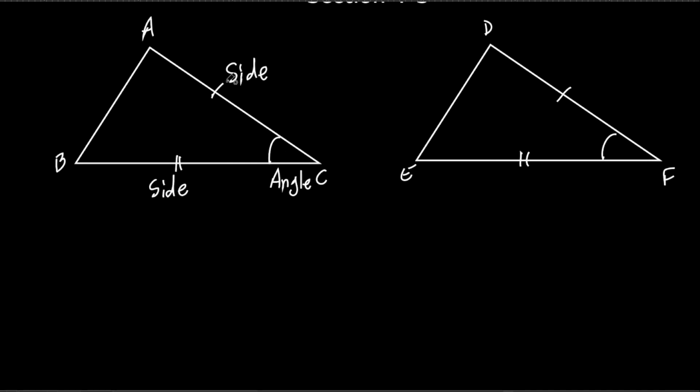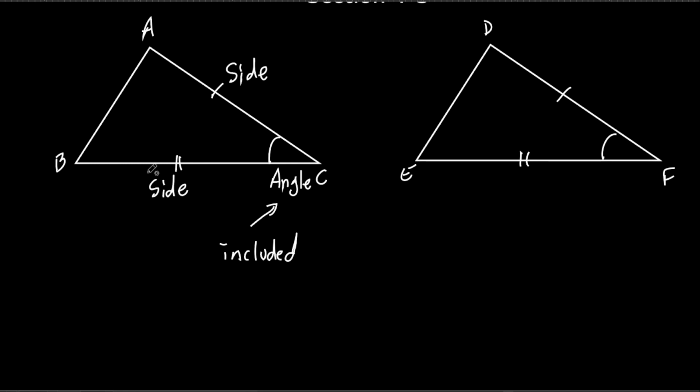Now, this angle is in between these two sides. Everybody see that? I can't just pick any random angle in this triangle. The angle that I pick has got to be in between these two sides. We call this the included angle. We'll use that word from time to time, so I want you to know what it means. It's the included angle. It means it's in between the two sides.